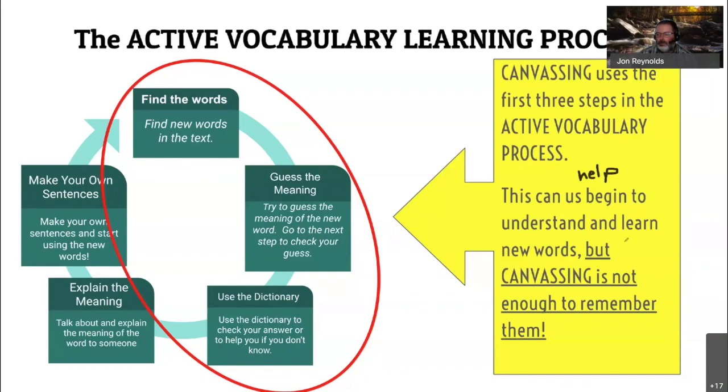But notice what it says. Canvassing is not enough to remember them. Canvassing is the first part of this process. But if we want to learn the words, we still have to try to explain the meaning. And then we still have to try to make our own sentences. So again, we're not going to do that with all of the words right now. We are just learning the first part. We want to find the words, guess the meaning, and use the dictionary.